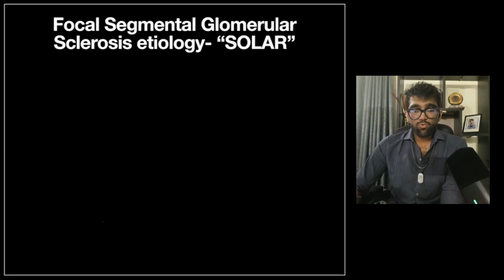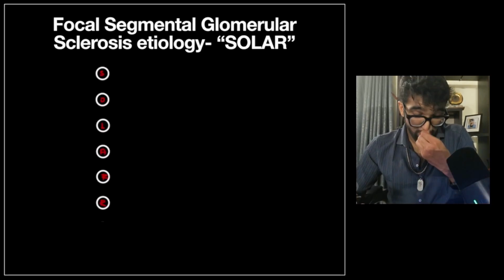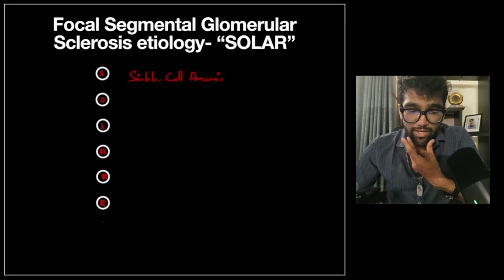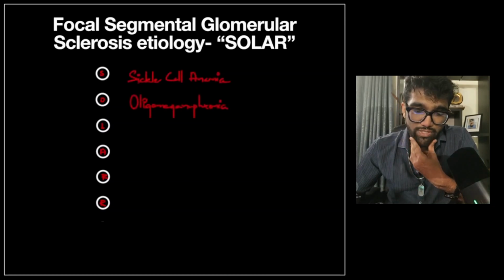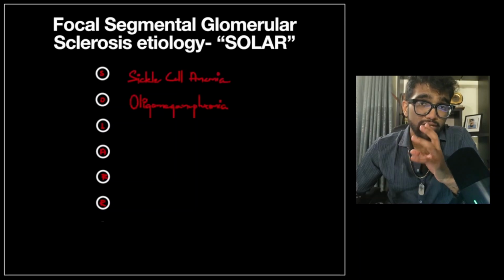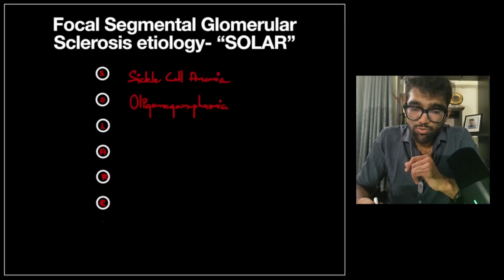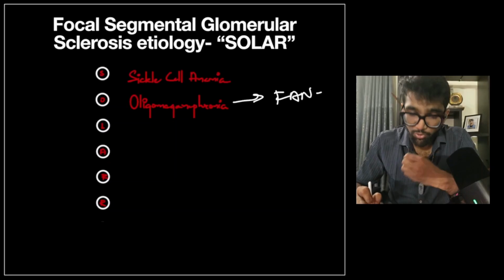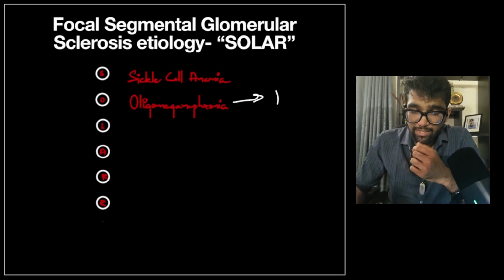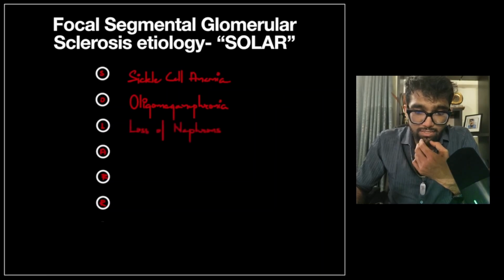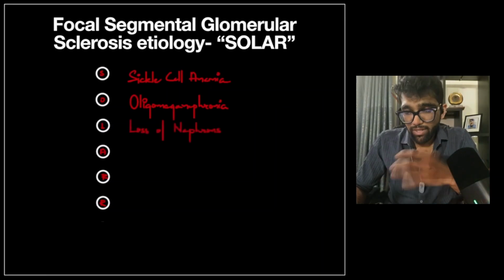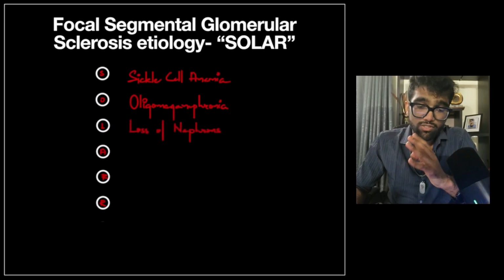Now, FSGS most commonly occurs due to six causes that I recall using the mnemonic SOLAR. Okay, so SOLAR: S is for sickle cell anemia. O stands for a disease called oligomeganephronia, where the nephrons are fewer in number but individually much larger in size. This is due to a specific mutation in a gene known as FAN1, which encodes for a protein that is involved in double-stranded DNA damage repair. Now, L is loss of nephrons due to anything. That is, like we discussed, obesity, primary glomerular disorder, systemic disorders like diabetes, hypertension.